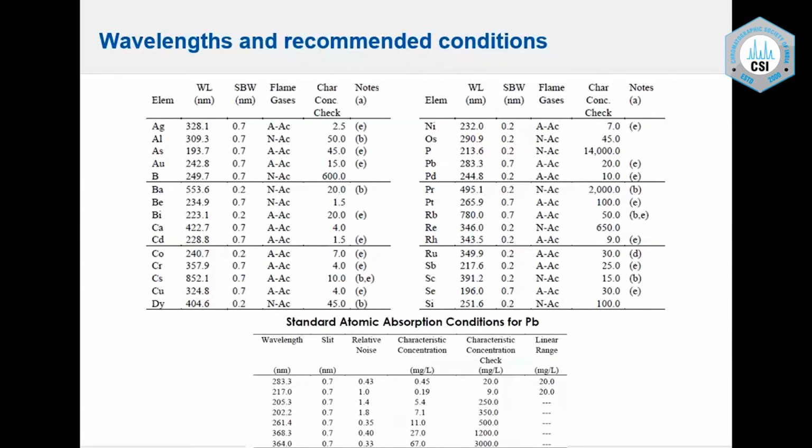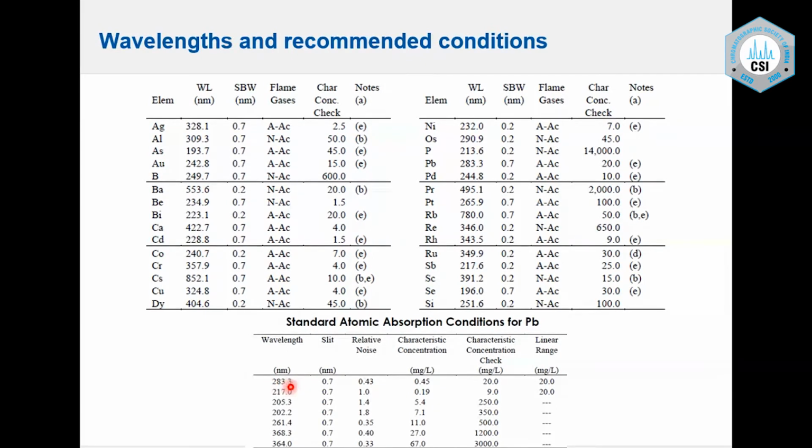So different characteristic wavelengths are available for different elements, which are specific to that element only. All these wavelength data are mentioned in the software of the AAS, whichever AAS you are using. So you can see multiple wavelengths of different elements. For example, for lead, you can see the different wavelengths of lead given here, but all wavelengths are not sensitive. There are only a few wavelengths which are highly sensitive and you can select for your analysis.